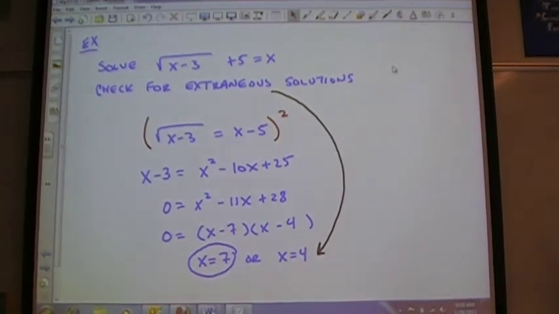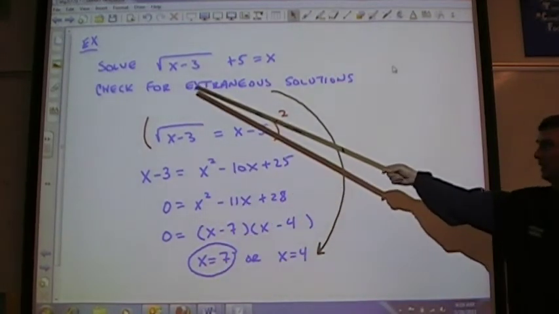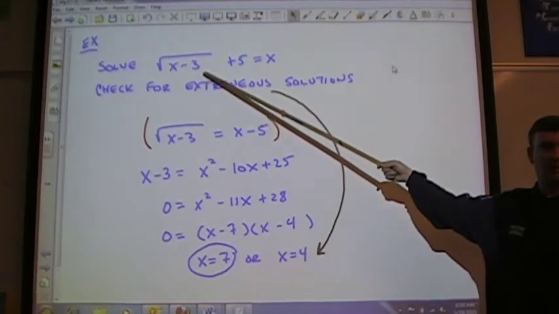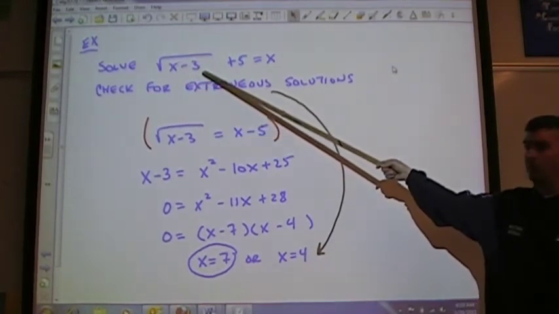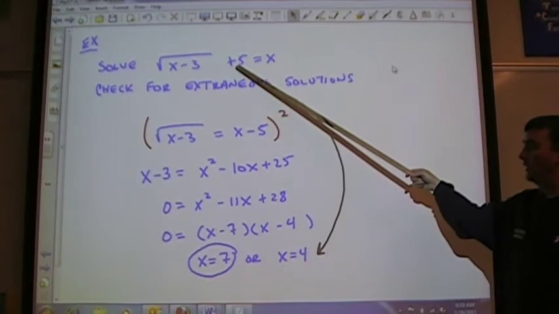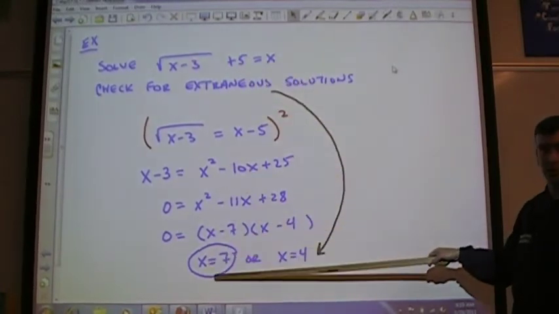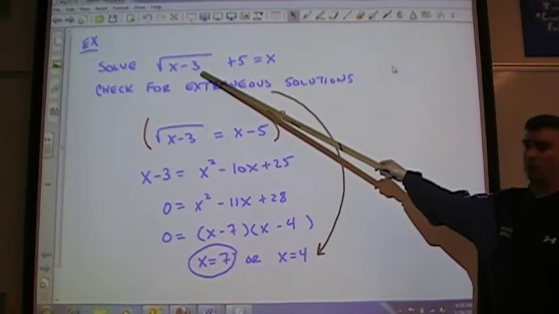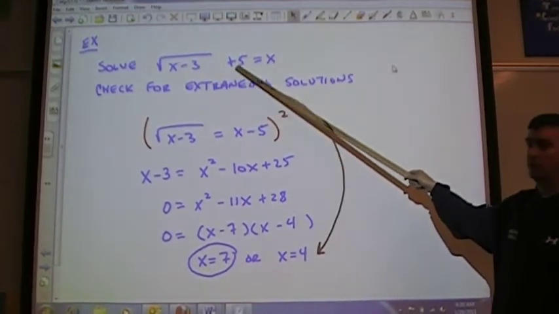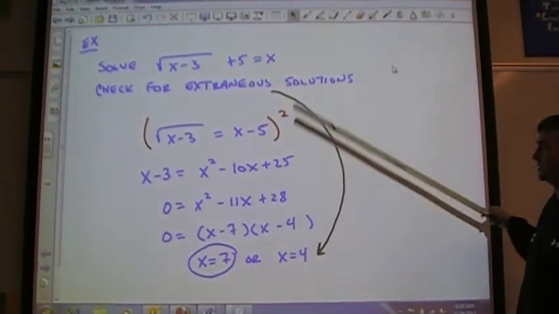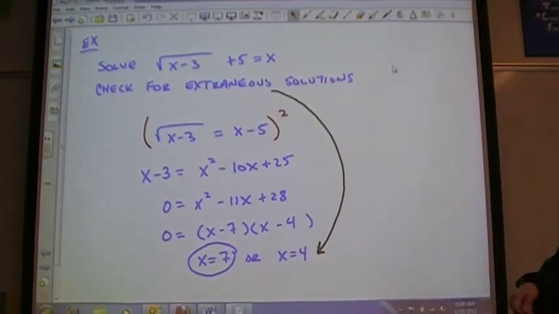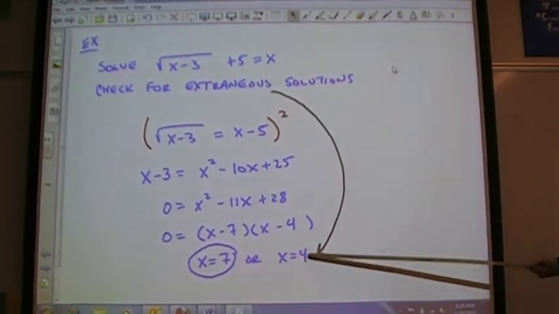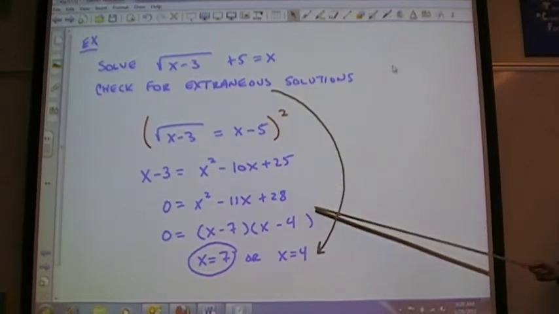Check your work. Plug the 7 in. What's 7 minus 3? 4. What's square root of 4? 2. What's 2 plus 5? 7. So that one works. Plug the 4 in. What's 4 minus 3? 1. What's square root of 1? 1. 1 plus 5? 6. 6 does not equal 4. So that one, x equals 4, is your extraneous solution.